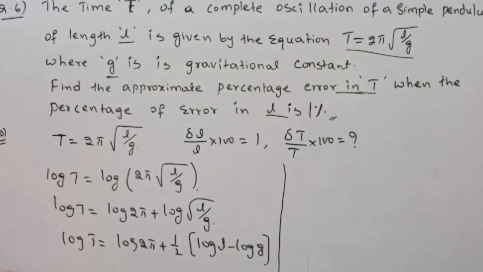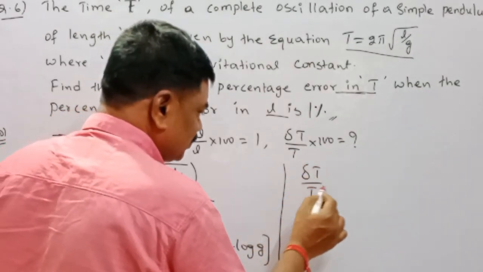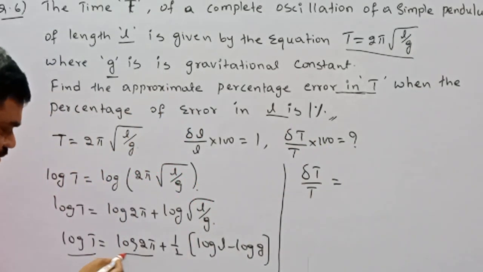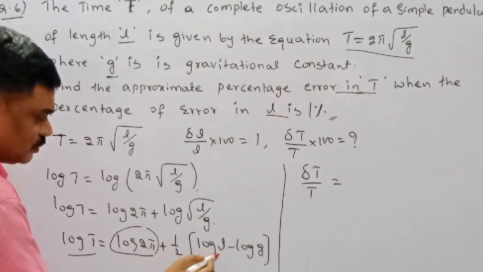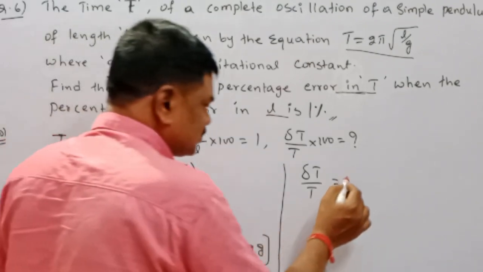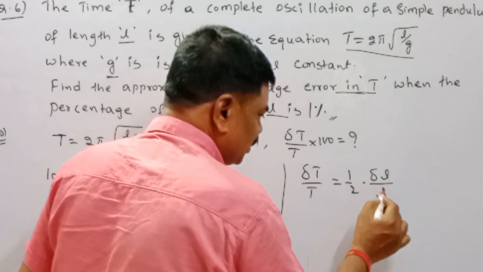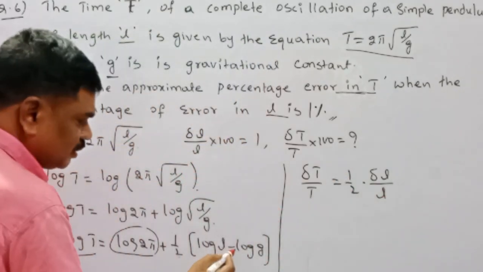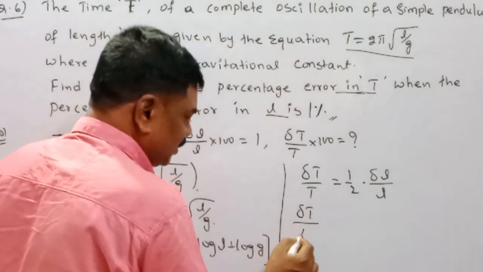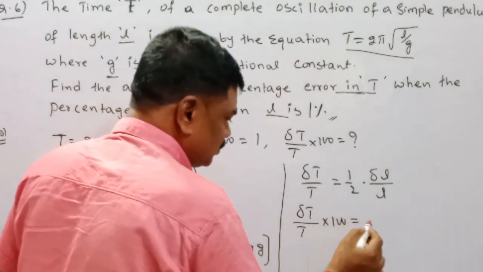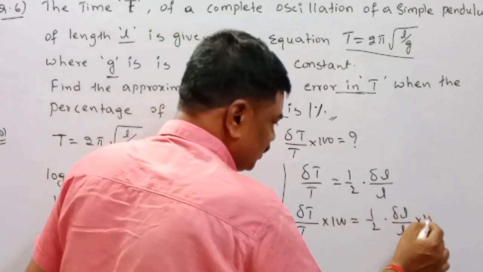differentiate on both sides. Log T differentiation gives delta T by T, which is equal to, the constant differentiation is 0, plus 1 by 2 into the log L differentiation, 1 by 2 into delta L by L. Here log G differentiation is 0. So delta T by T into 100 is equal to 1 by 2 into delta L by L into 100.